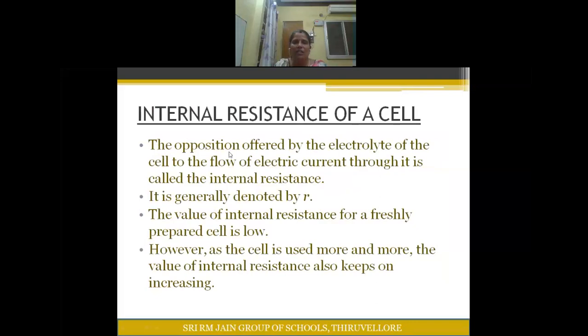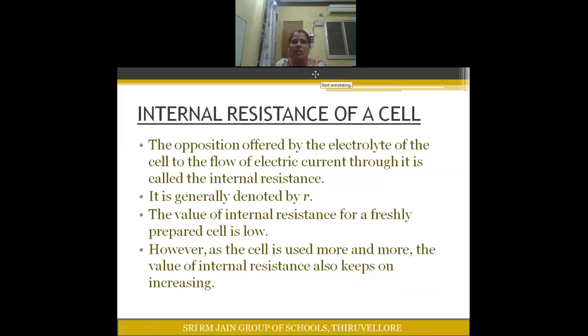And what is the internal resistance? The opposition offered by the electrolyte of the cell to the flow of electric current through it is called the internal resistance, and it is generally denoted by r. The value of internal resistance for a freshly prepared cell is very low, but when you use the cell again and again, over a period of time the internal resistance will also increase. However the cell is used more and more, the value of internal resistance also keeps on increasing.